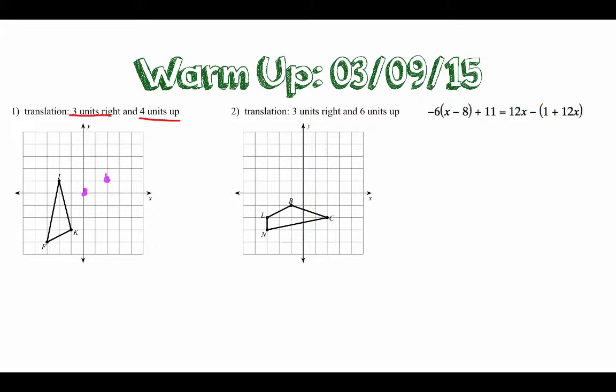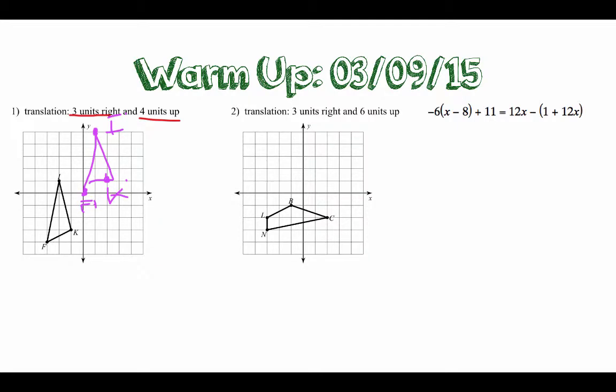And last but not least, we'll call that F, call that K, right? That's the prime. All right, and then we have I, which is going to go over 3, up 4 to right there. And that is my I right there. Connect the dots. That's not perfect, but you guys get the idea, right?